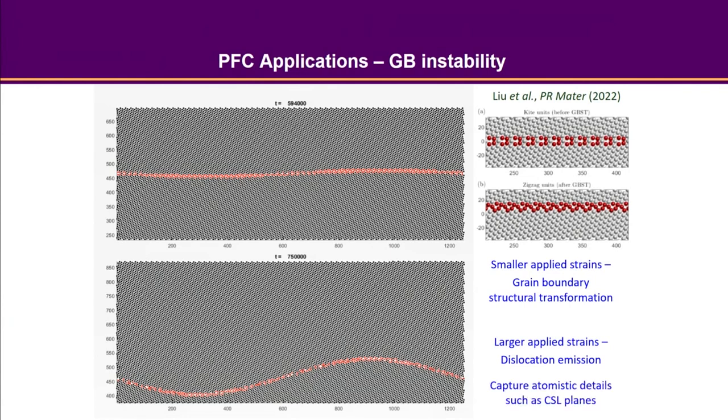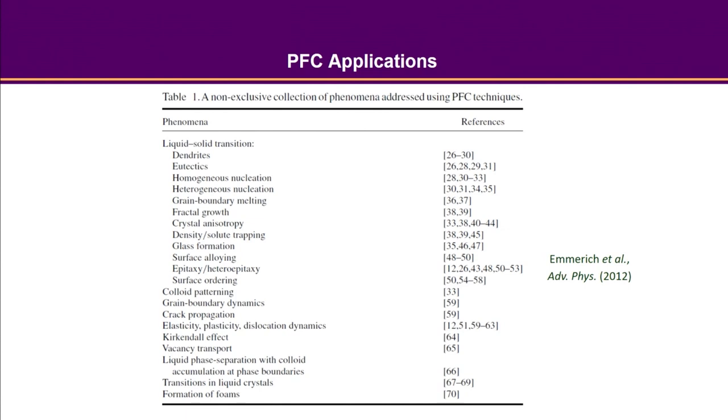Okay. Of course, there is a lot of research using the phase field crystal. So here I'm showing you a paper from 2012, so like 10 years ago. It summarized back then what kind of materials problems people are working on using the PFC. So I would recommend you to check this out. But you can already see that for the solid liquid transitions, people are looking at dendrites, eutectics, or nucleation problems, and grain boundary melting or grain boundary pre-melting, and also crystal anisotropy, solute trapping, right? Things like that, alloy, epitaxial growth.